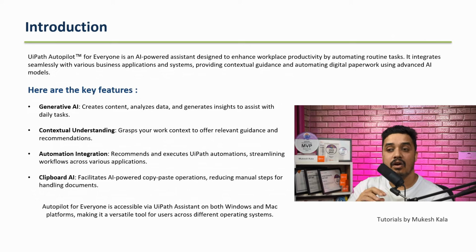That is also part of the Autopilot for Everyone. It has automation integrations, which means that if you have already written some automation which are available in your orchestrator, those automation can also be triggered with the help of a plain chat or plain text or a plain natural conversation. So it has an integration to the automation. And lastly, clipboard AI, it also can do the copy paste kind of stuff by using the clipboard AI.